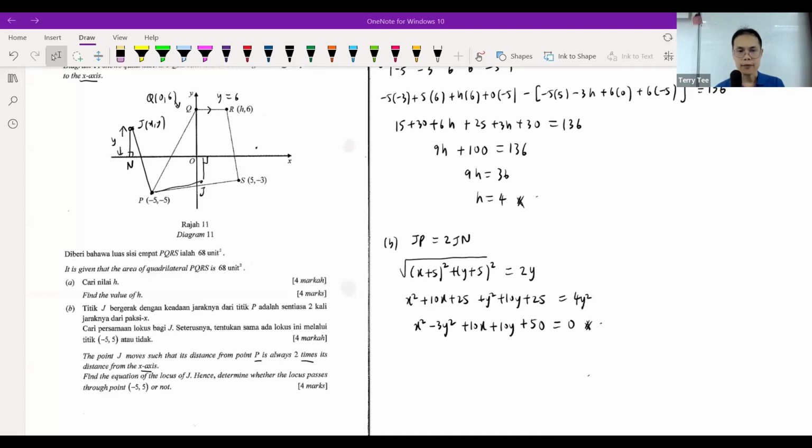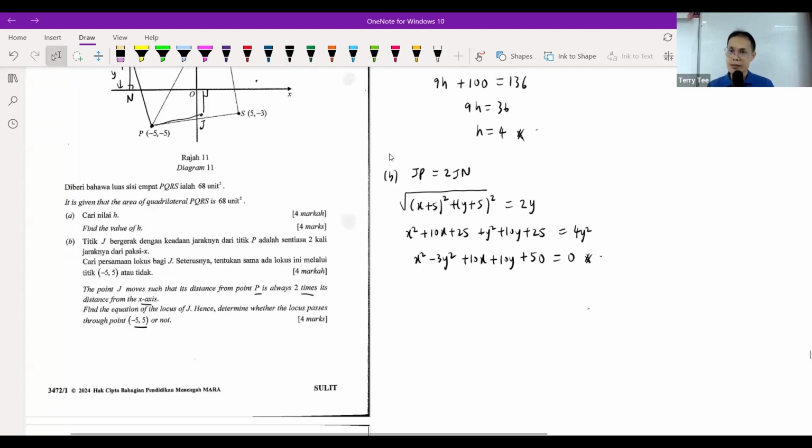Oh, we still need to find whether the locus passes through the point (-5, 5). We don't know whether it passes through the point, but if it does, we say that this coordinate (-5, 5) satisfies the equation. Satisfy the equation means when you sub inside, the left-hand side must equal the right-hand side. So what we do is we sub in (-5, 5). We write LHS, which stands for left-hand side. We put (-5) squared minus 3 times 5 squared plus 10 times (-5) plus 10 times 5 plus 50.